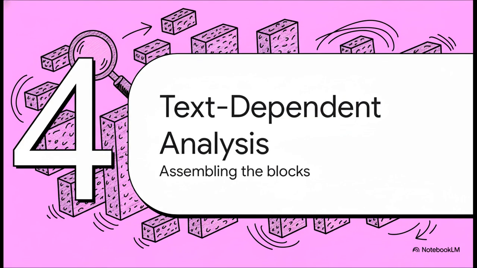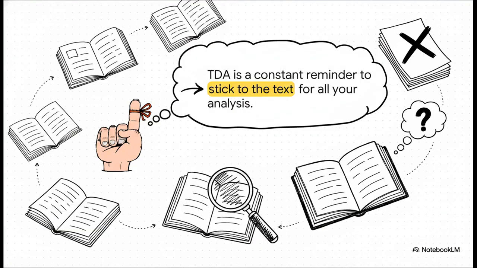All right, let's zoom out a bit. We've got our cozy evidence, we've structured our paragraphs. Now it's time to put all these blocks together into the final product, the Text-Dependent Analysis Essay, or TDA. The number one golden rule of TDA is right there in the name. Your analysis has to depend on the text.